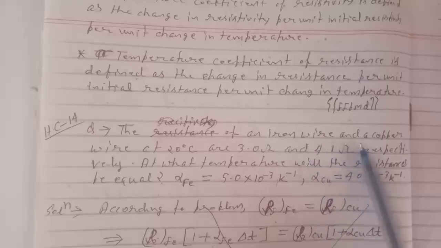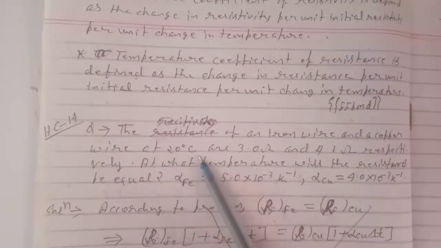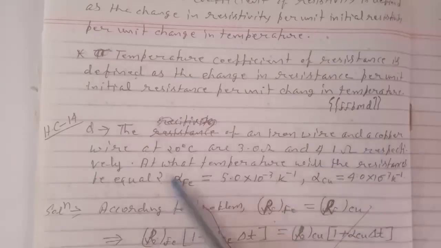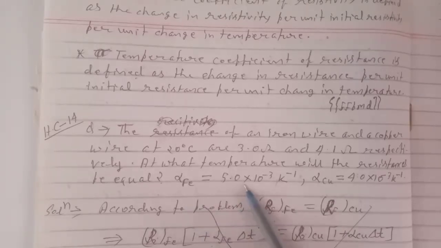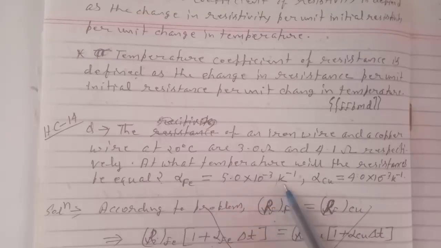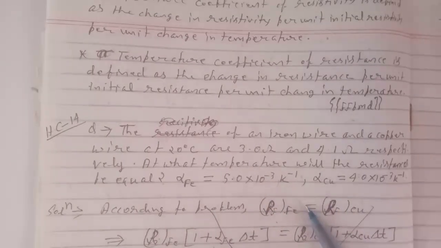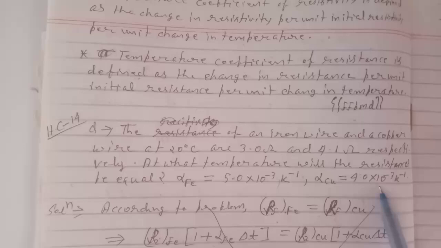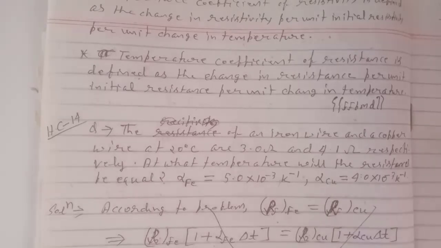The resistance of an iron wire and a copper wire at 20 degrees Celsius are 3 ohm and 4.1 ohm respectively. At what temperature will the resistance be equal? Coefficient of resistance alpha Fe is given as 5.0 × 10^-3 per Kelvin, and coefficient of resistance for copper is given as alpha Cu 4.0 × 10^-3 per Kelvin.